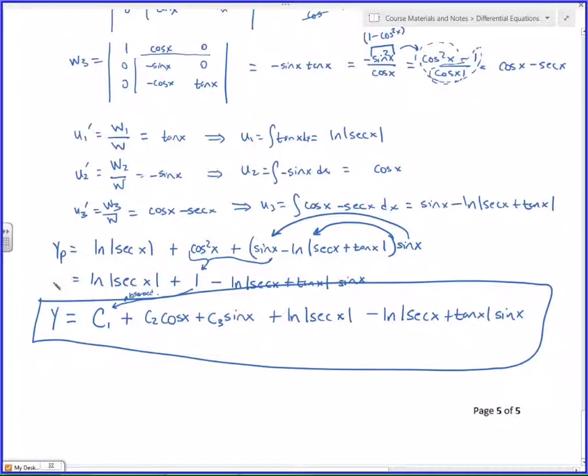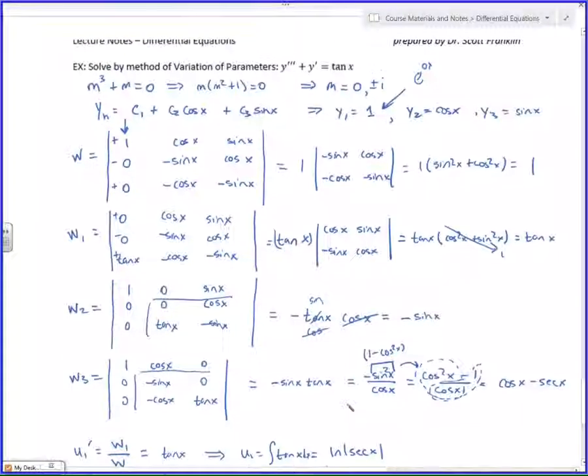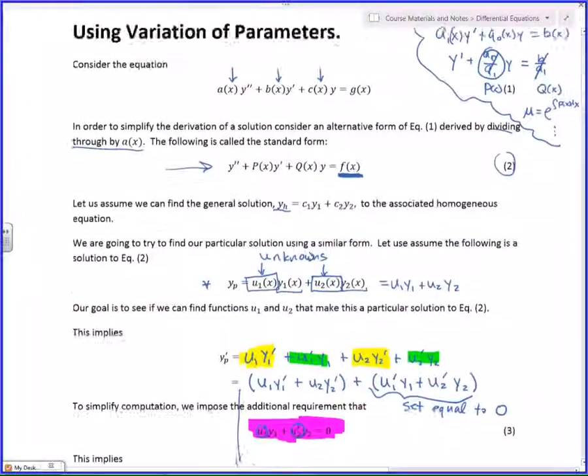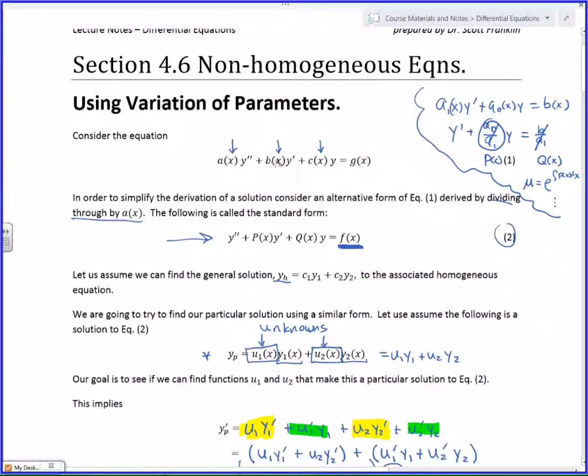Let me point out one thing, though. What's great about this method is that if we ever came up with techniques, which we can and may spend a little time doing, to solve the kinds of problems where there are x's in here, as long as you can find the y1 and y2 for the homogeneous case, the variation of parameters method is exactly the same. So it's not restricted to the constant coefficients case. But the constant coefficients cases are the ones where we can easily find y1 and y2.